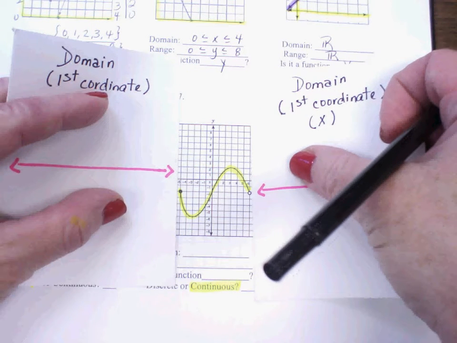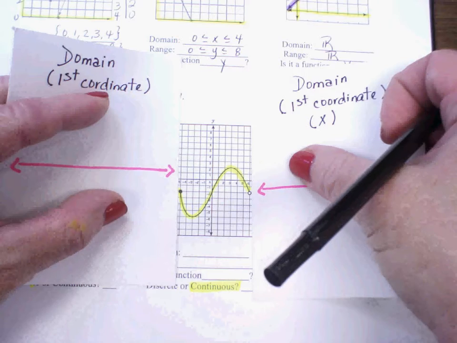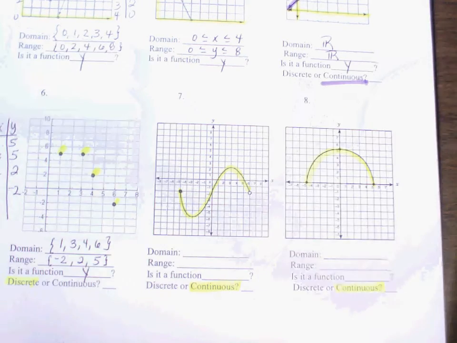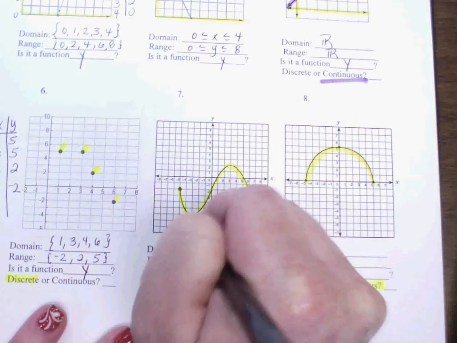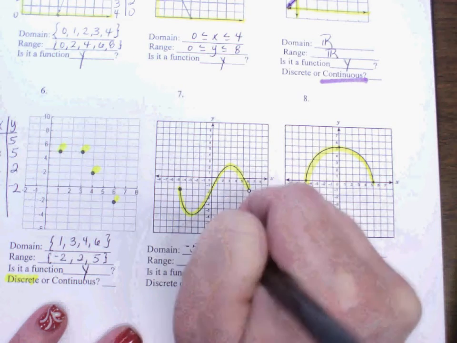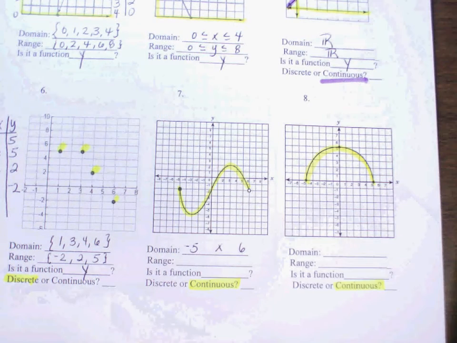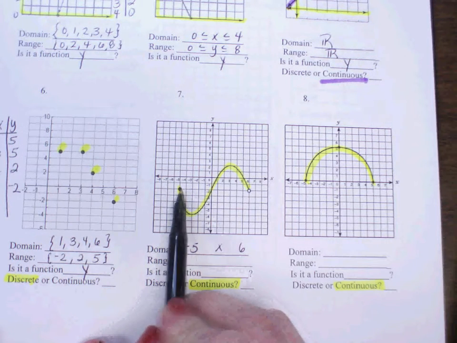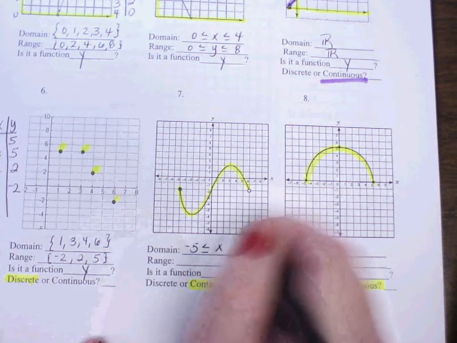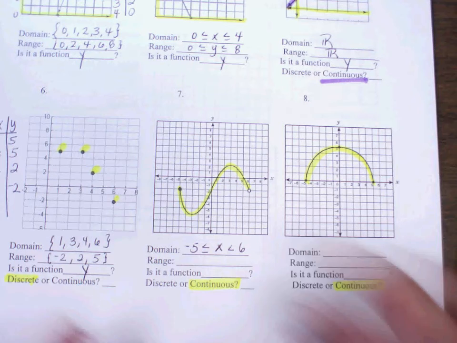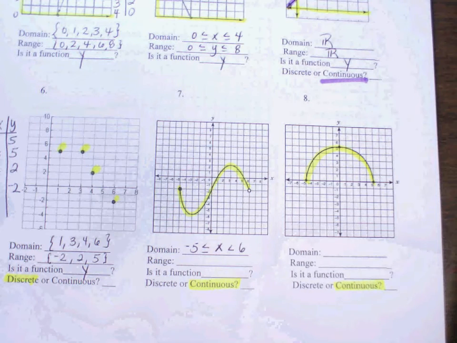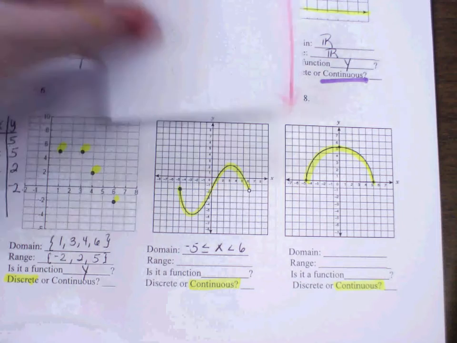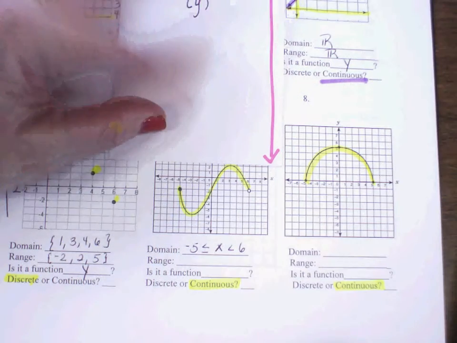All right, can I constrain? Yes, because it has those dots, right? So from negative 5 to positive 6. So negative 5, x, positive 6. Talk to me about inequalities. Less than or equal to. But this one would be less than because it's an open circle, right?